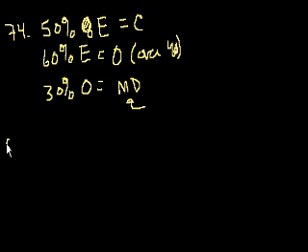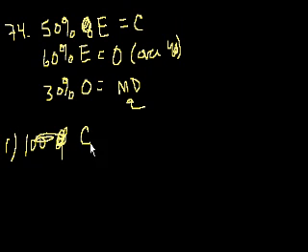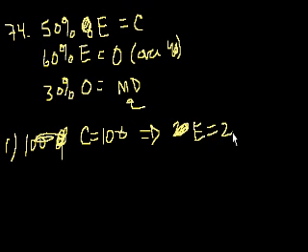So let's see what they give us. Statement 1. Exactly 100 of the employees are college graduates. So essentially, C is equal to 100, right? And they told us that 50% of the employees are college graduates. So that means how many total employees are there? That means that there are 200 employees. Right? 100 is 50% of 200.